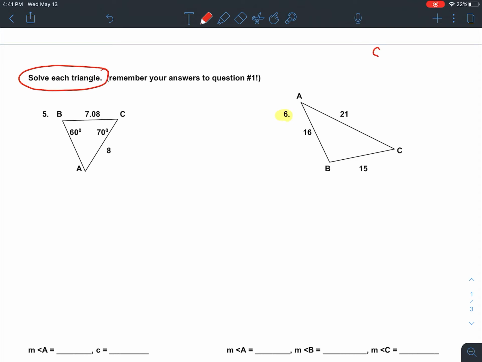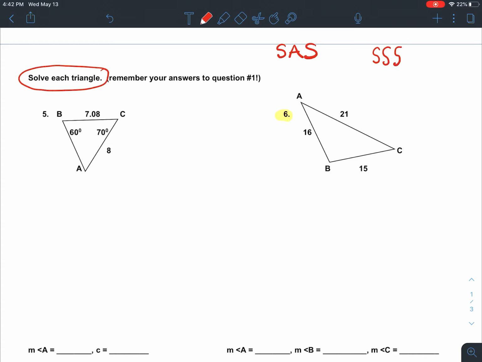Here are the situations where you're going to be forced to use law of cosines. In number 6, you're given side, side, side. We know nothing about any of the 3 angles, therefore we don't have a strong ratio, okay? The other situation where I believe you have to use law of cosines is also the situation side, angle, side.